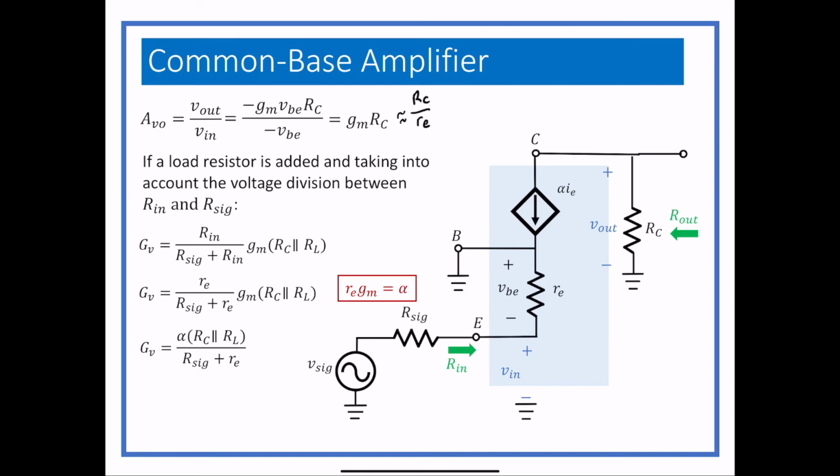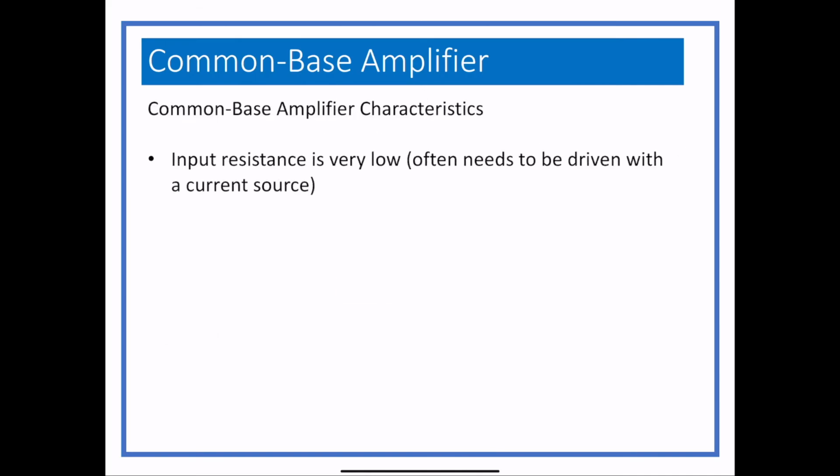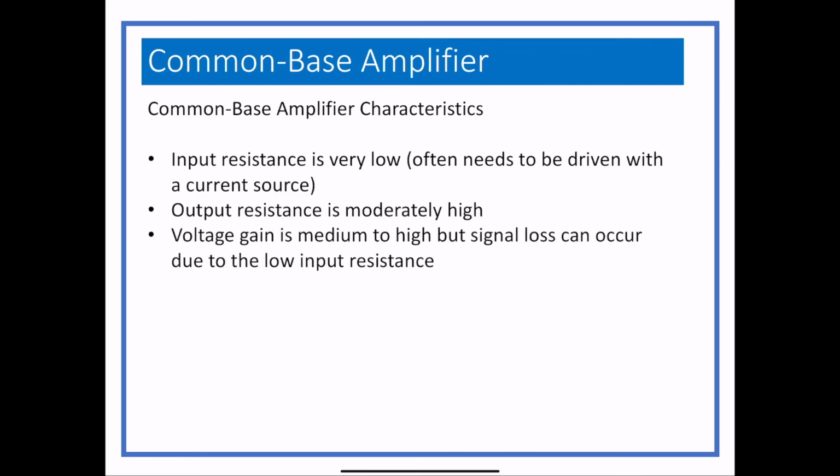So, common base amplifier characteristics. Input resistance is really low, so using a current source helps. Sometimes you don't have access to a current source, but it generally needs to be driven by a constant current rather than trying to divide voltage going in. Output resistance is moderately high, just like anything that has the output at the collector. The voltage gain is medium to high, but you lose a ton of signal with the low input resistance.